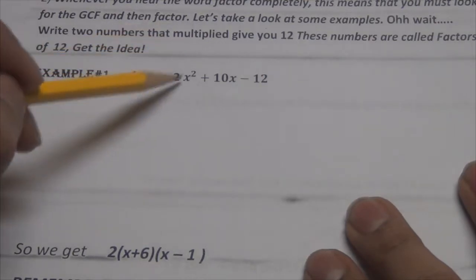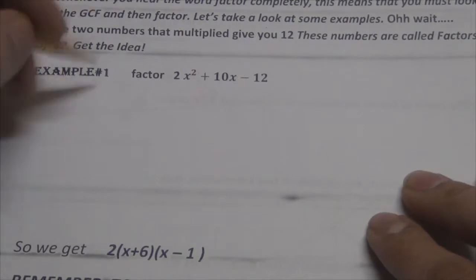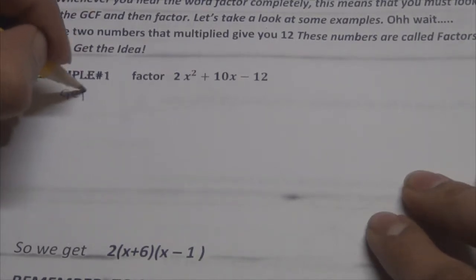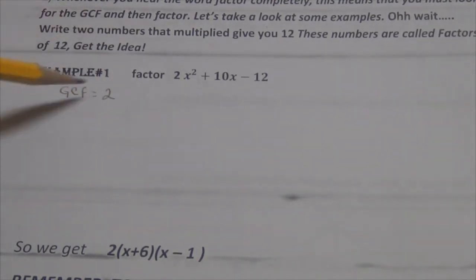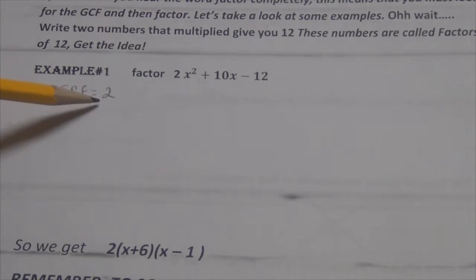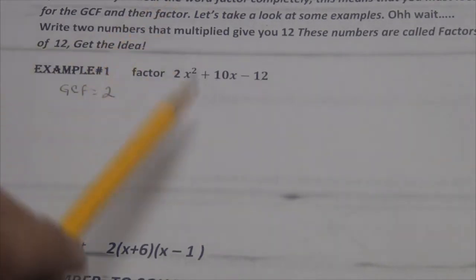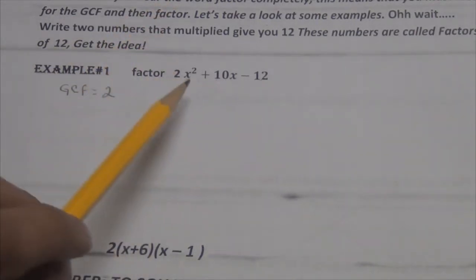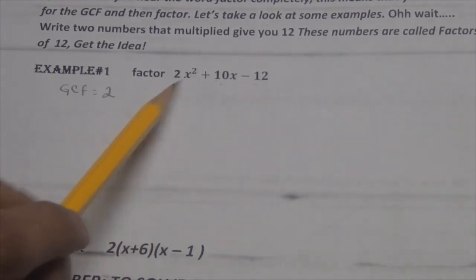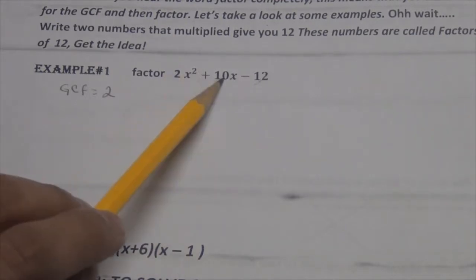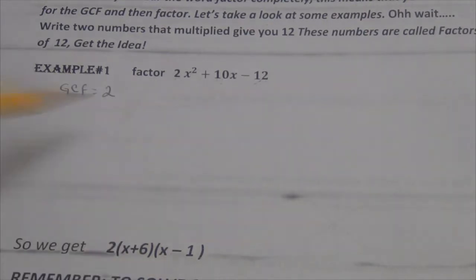Example, factor 2x squared plus 10x minus 2. First of all, I need to find the greatest common factor. The GCF in this case is 2. And how do I know that? Easy. That is the largest factor that you can divide each term by. For example, between 2, 10, and 12, I can divide all of them by 2. I can divide 10 by 5, but not 2. I can divide 12 by 4, but not this. I can divide by 3, but not this. So 2 is the only one that divides evenly into all of that. So the greatest common factor is 2.